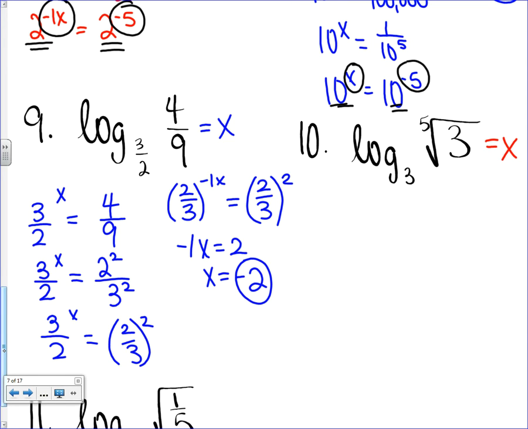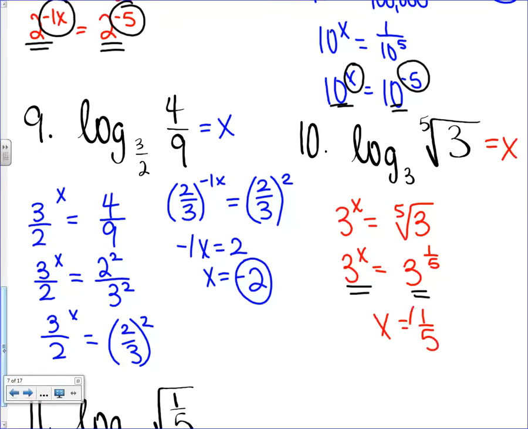All right, let's do one with a radical now. If I rewrite this, I have 3 to the x is equal to the 5th root of 3. Now I want to remember what a 5th root is. That can be rewritten as an exponent, and that is 3 to the 1/5. So now I have my common bases of 3. That means I can set my exponents equal, and my answer is 1/5.